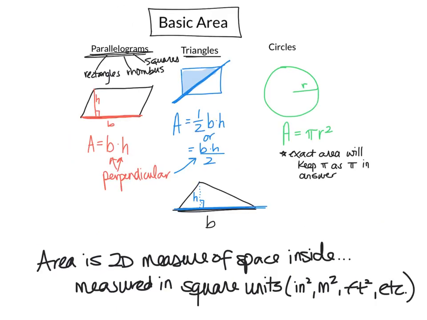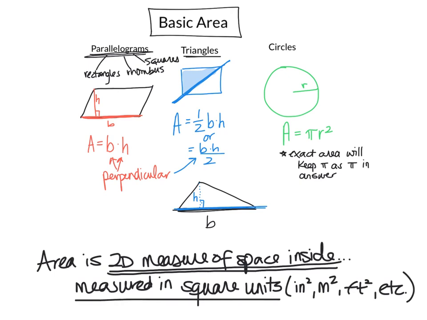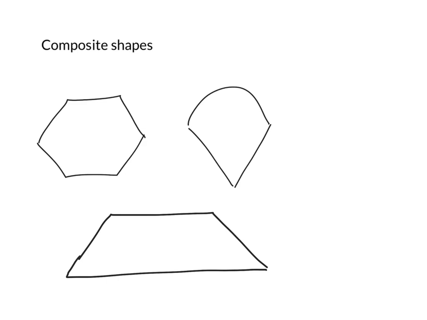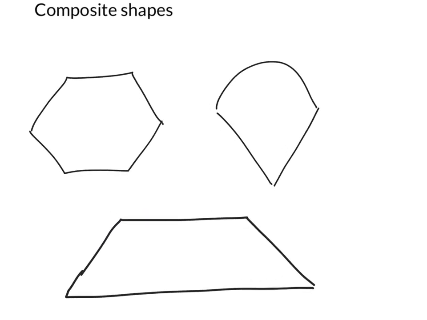All right, so the last little note, area is a 2D measure of the space inside of a figure, and it is measured in square units. So your answers will be things like inches squared, meters squared, feet squared, etc. Okay, I just want to show you that not all area is super simple, and of course there are some formulas for other things, but just in case we encounter some more complex problems, there are things called composite shapes, and those are shapes that are made of other shapes. So what I've given you are the three that we can go back to.